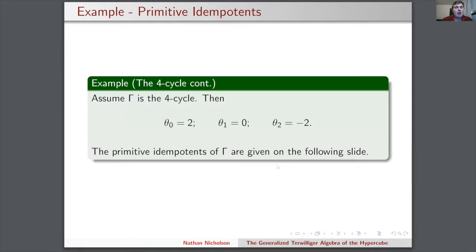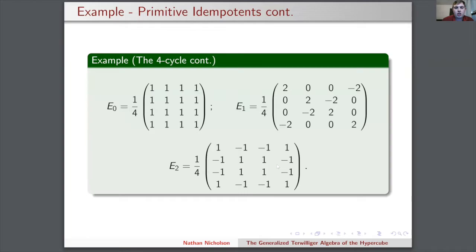Now, again, back to our example of the 4-cycle. If you were to calculate these things out, you'd find that our first eigenvalue is 2, then theta 1 equals 0, and theta 2 equals -2. And we give the primitive idempotents. You can look at these, E0, E1, and E2, and if you were to play around with them, what you'd find is that indeed any one of them squared will just give you back the same thing. If I take any two distinct choices and take their product, I'll get 0. And if I were to add them all up together, indeed, you would get the identity.